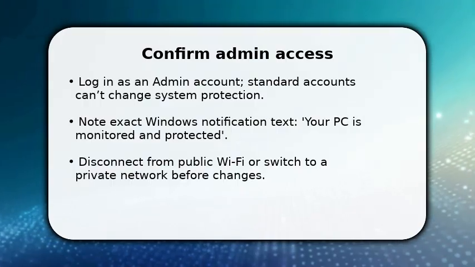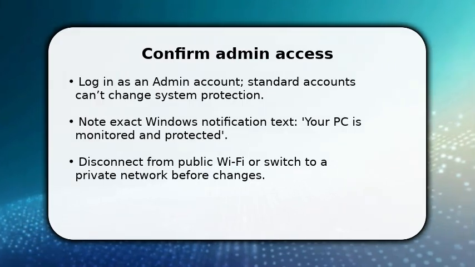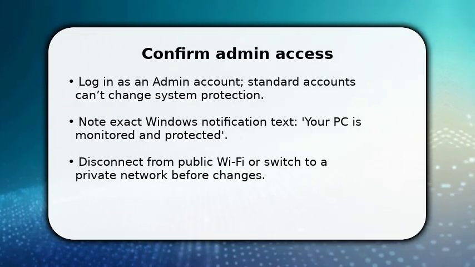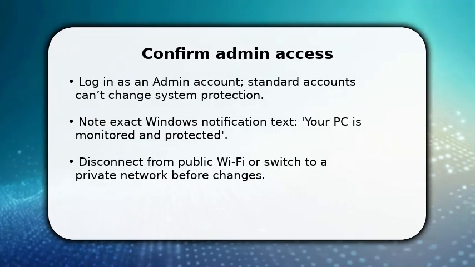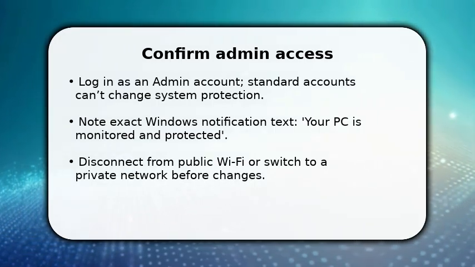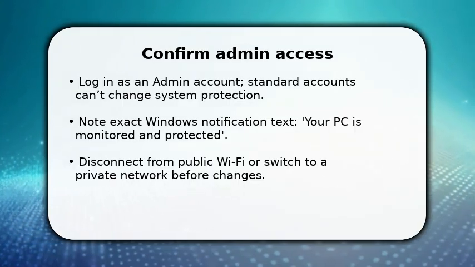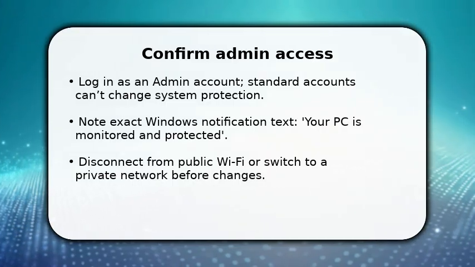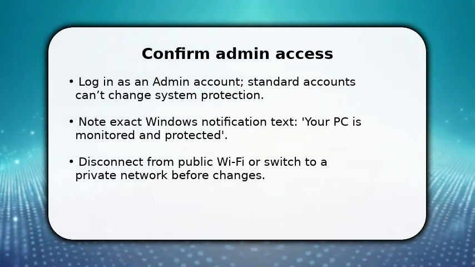You start by confirming admin access and the exact message shown. This is how you will change system settings. Once signed in as an administrator, open Settings, then Windows Security, so you can view active notifications and policy sources. Make sure to switch off public Wi-Fi or use a wired connection to avoid remote interference while you change protection settings. Doing these prerequisites now saves time and prevents partial changes that won't stick because of permission or network restrictions.